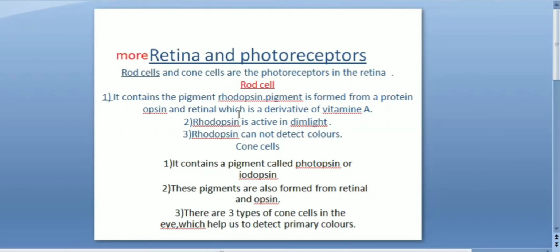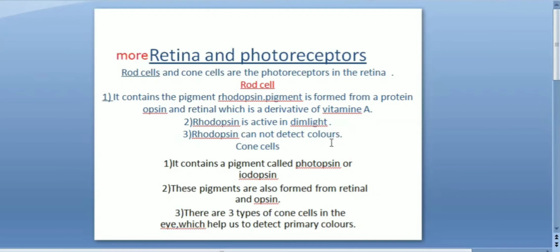We all heard we should use more leafy vegetables. It contains more vitamin A so that you will have more power of sight. Yes, it is because this retinal is formed from vitamin A.